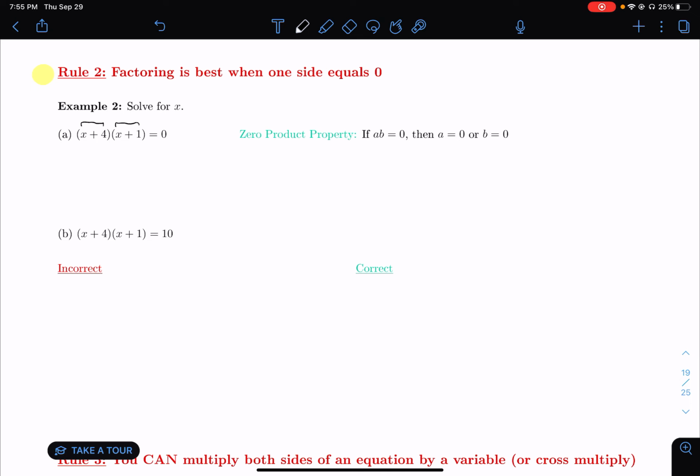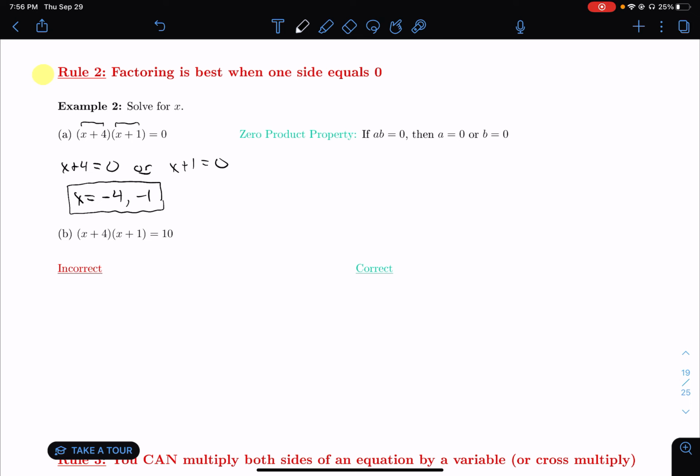For that to be true, either x plus 4, the first thing, is going to equal 0, or the second thing, x plus 1, will be equal to 0. Then isolating the x, we get x equals negative 4, or from the second equation, negative 1. And that's our answer. x could be negative 4, or x could be negative 1. All right, so what about part B?